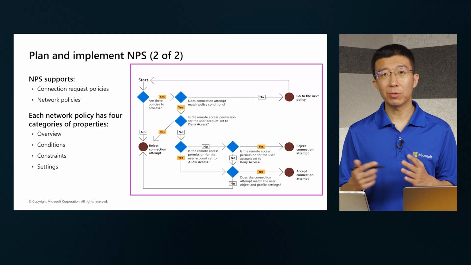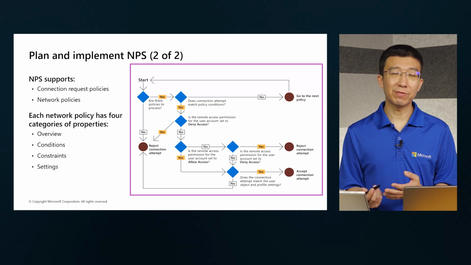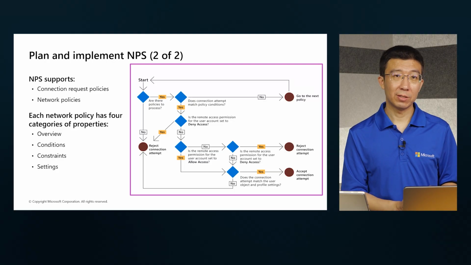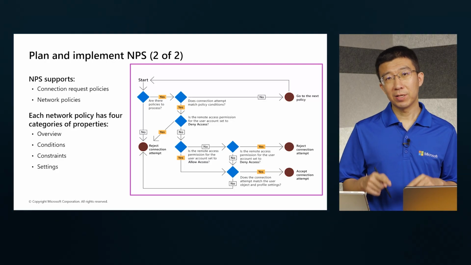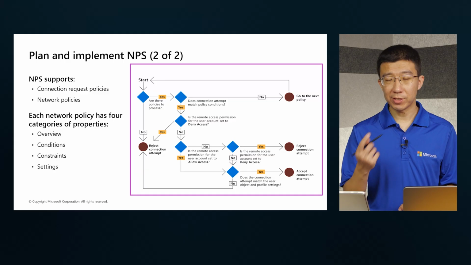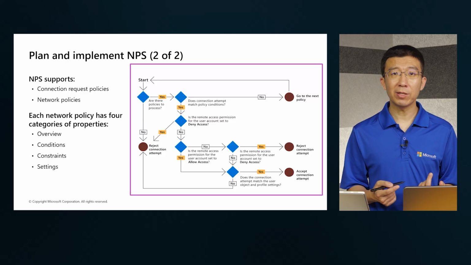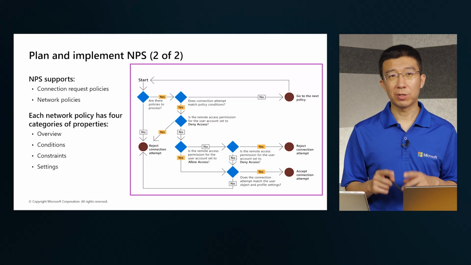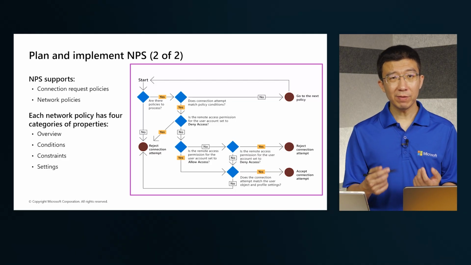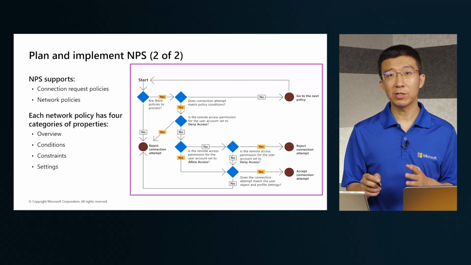NPS supports connection request policies and network policies. When a connection request is received, NPS compares it to each policy in order. If a policy matches, NPS uses it to authorize the request and applies the configuration settings. If no policy matches, or if the user's dial-in properties deny access, the request is rejected. This policy-based approach gives you granular control over who can access your network and under what circumstances.